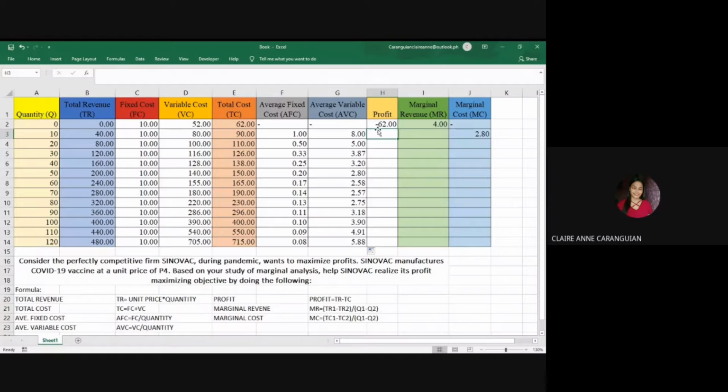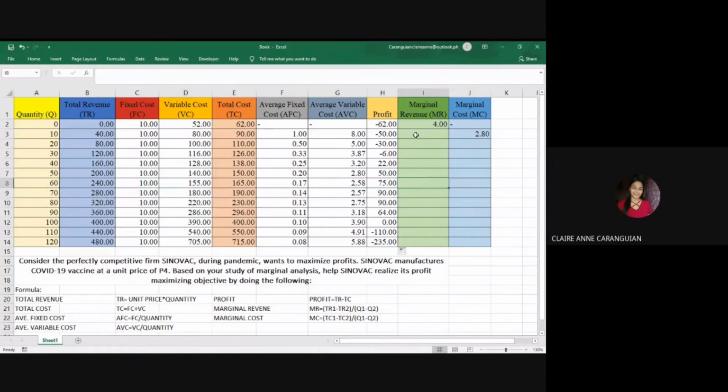Then the profit. Our formula for profit is equal to total revenue less total cost. So revenue 40 less the total cost, which is 90, so negative 50. Bend it down, same process. Here we have the same result. You can see the 70 and 80. So here we can say that we already attain the profit maximizing quantity.